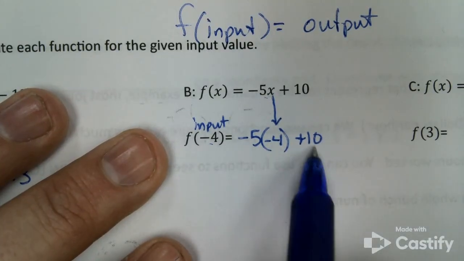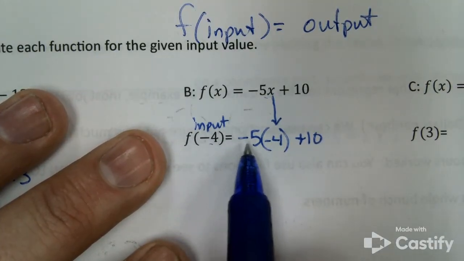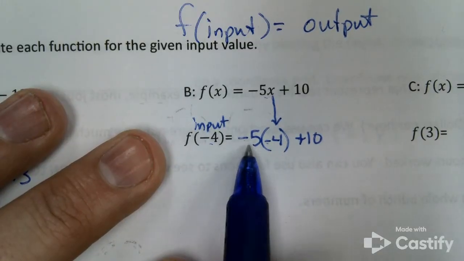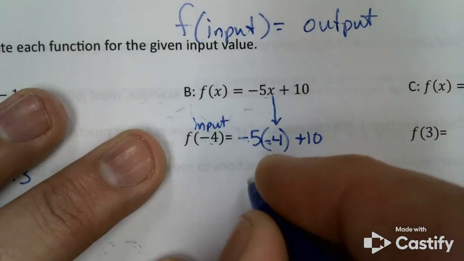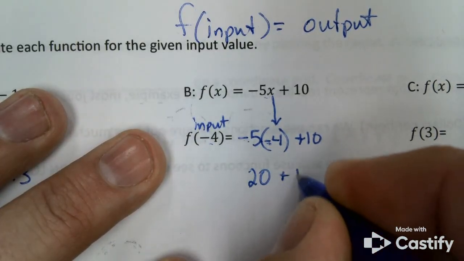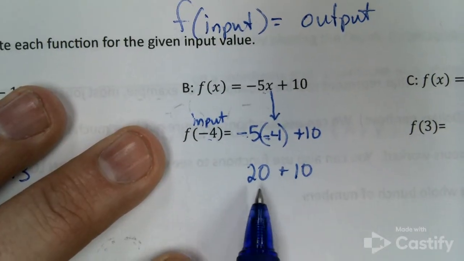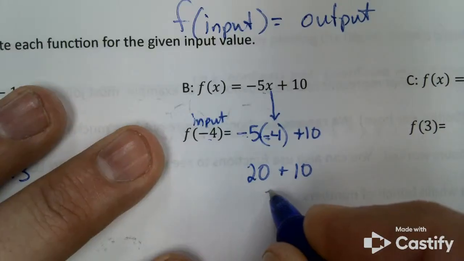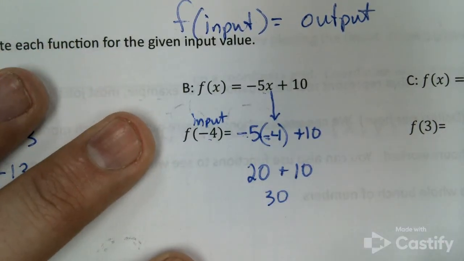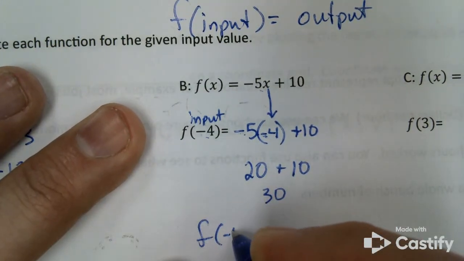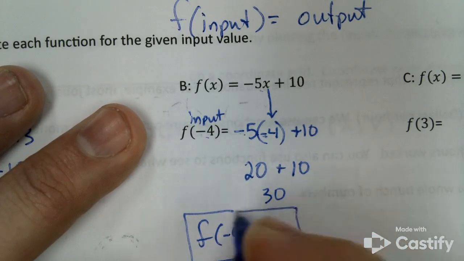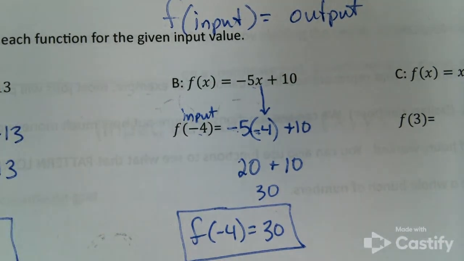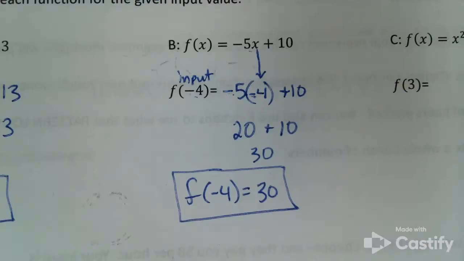And now we're going to do the math with this. We're going to do the calculations using PEMDAS. First, we have multiplication right here: negative 5 times a negative 4. Negative times a negative is a positive 20. So now we have positive 20 plus 10, we get 30. So we write our sentence, f of negative 4 is 30.